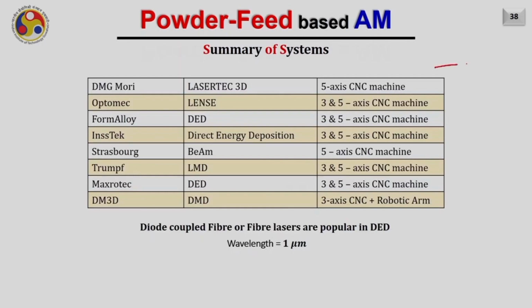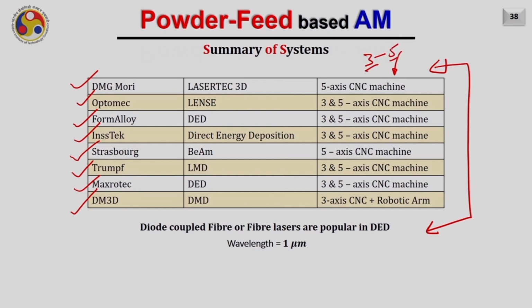So this summarizes the different types of systems available, like those by DMG Mori, Optomec, Formalloy, InssTek, the Strasbourg one, Trumpf, Max Rootech and DM3D. They all prefer to have a CNC machine or robotic arm having 3 up to 5 axes. Also, they all have either diode coupled fiber lasers or fiber lasers, because these lasers give a wavelength of around 1 micron, and that is very much essential for processing metals.